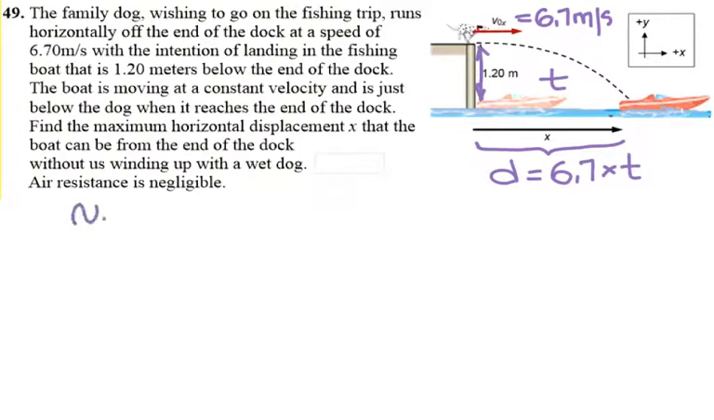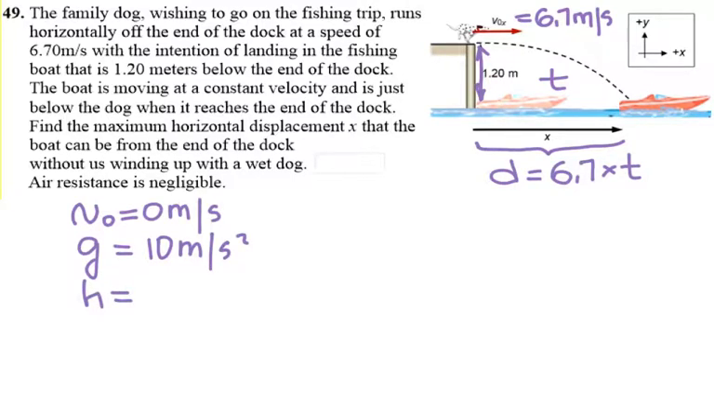Vertically, the dog's initial velocity is equal to 0 meters per second because he is not thrown downward. He's going to jump forward, but he's going to start accelerating downward because of acceleration due to gravity. So his initial velocity is 0. He will have acceleration due to gravity because he's going to be free falling until he hits the boat. So that's going to be 10 meters per second squared. And he's going to travel a distance before he hits the boat of 1.2 meters. So I see that I have the distance, which is the height, and the acceleration.